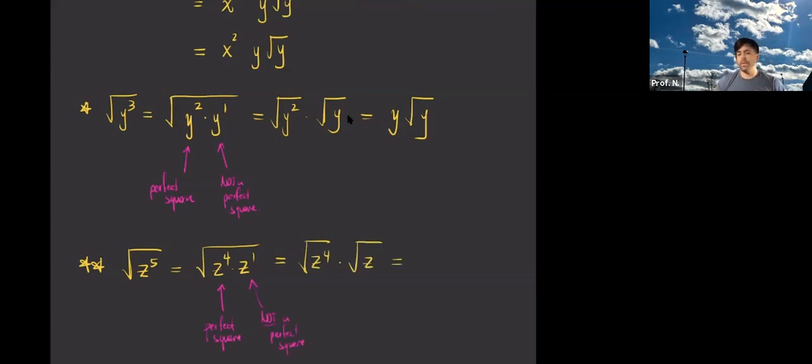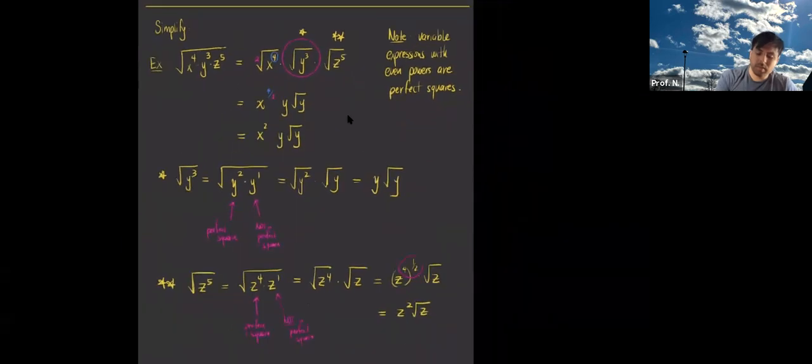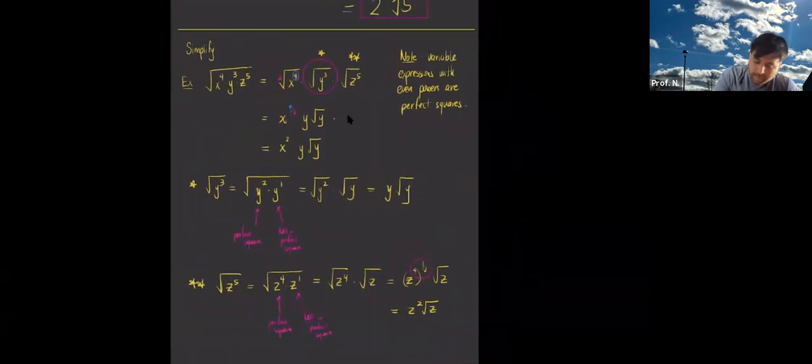Square root of z is just square root of z. But the square root of z to the fourth, remember we did this already? This is like saying z to the 4 to the 1/2 power times the square root of z. But then 4 to the 1/2 power, I multiply 4 times a half and I get 2. So this becomes multiplied by z squared rad z.